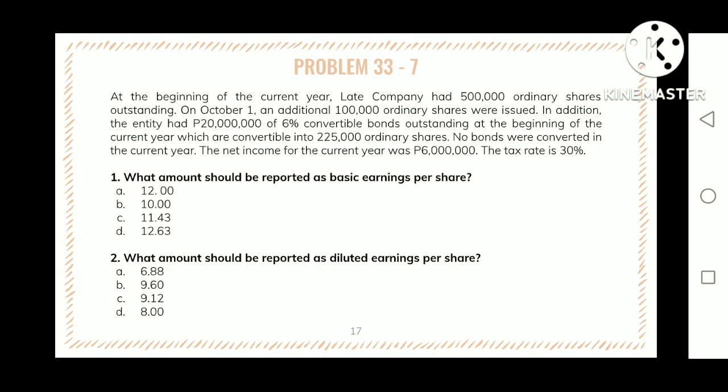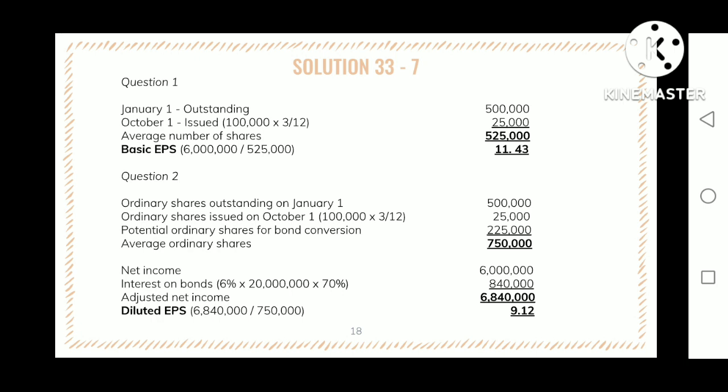So, here in problem number 7, it is the same as the previous ones. What we are looking for here is the amount of basic and diluted earnings per share. So, let's start with the basic earnings per share. Since the net income is given here, we just need to get the average number of shares. So, here we have 500,000 outstanding on January 1. And then, we just add the additional ordinary shares on October 1. Then, we multiply it by 3/12, which is the number of months from October to December. Then, we get 25,000. We total them to get the average number of shares of 525,000.